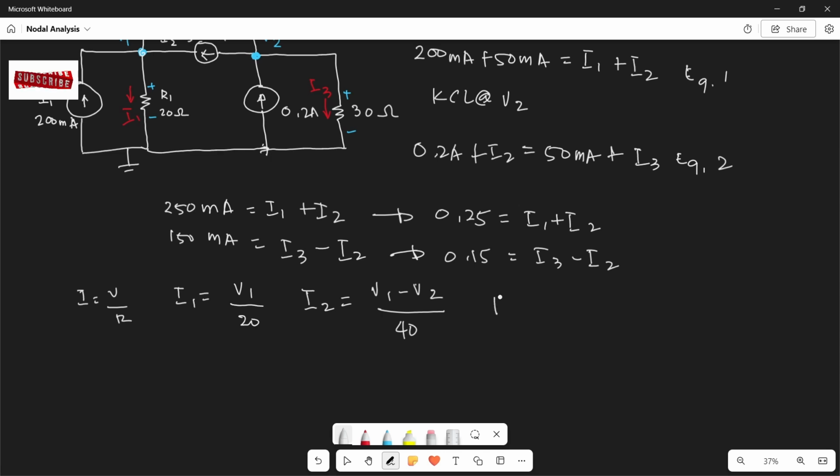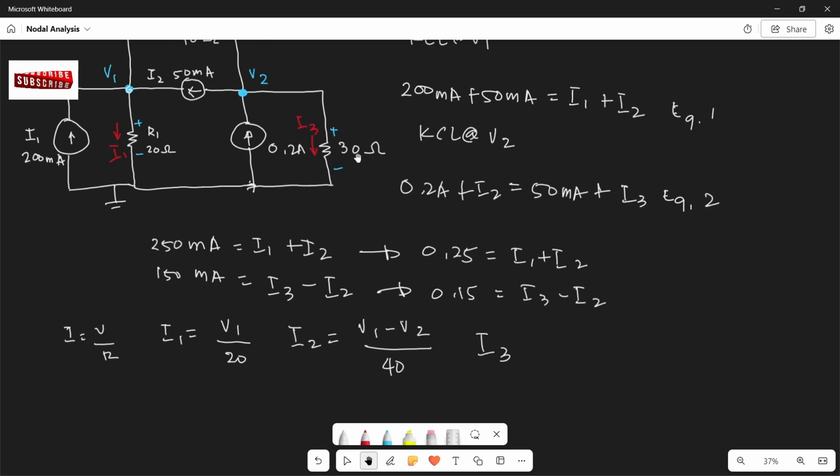And then I3 is equal to the voltage across R3, which from this diagram is the same as V2. So it is V2 divided by R3, which is 30. Okay, so we now have the three currents in terms of voltages V1 and V2.